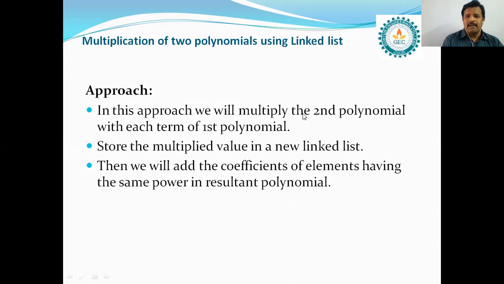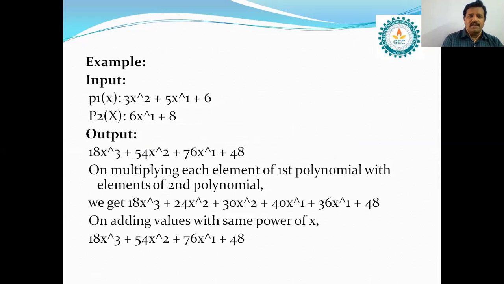In this approach, we will multiply the second polynomial with each term of the first polynomial, store the multiplied value in a new linked list, and then we will add the coefficients of elements having the same power in the resultant polynomial. This is the procedure. See here, the first polynomial is 3x square plus 5x plus 6, and the second one is 6x plus 8, right? So we have to multiply these two.